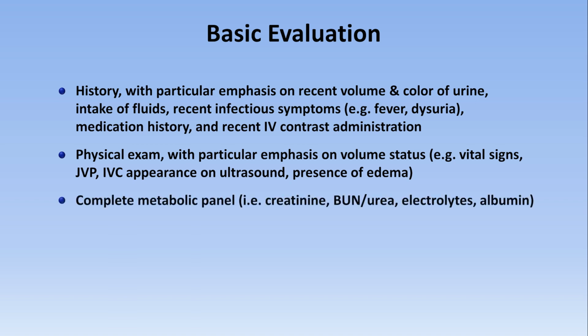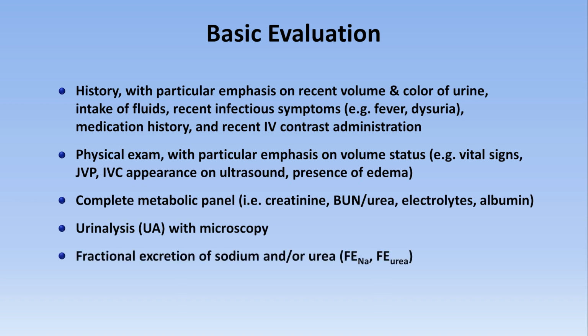There is a complete metabolic panel, which includes the creatinine, BUN or urea, electrolytes, and albumin. There is the urinalysis with microscopy, also known as a UA. Something called the fractional excretion of sodium and/or urea, usually referred to as the FENa and FEurea.